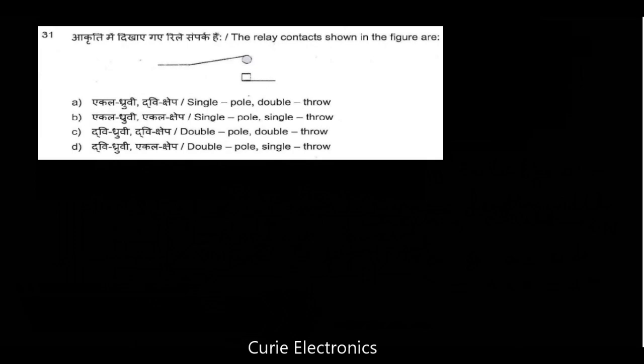Now question number 31. The relay contact shown in the figure R. See this switch. What is this switch? It is a single pole, single throw switch. So then what is single pole double throw? Single pole double throw will have two contacts like this. This is single pole double throw.